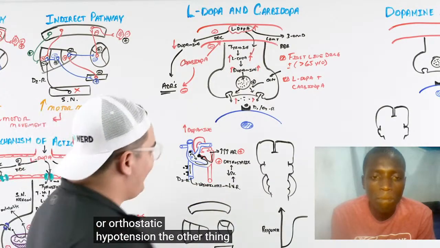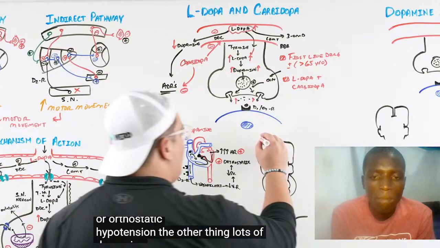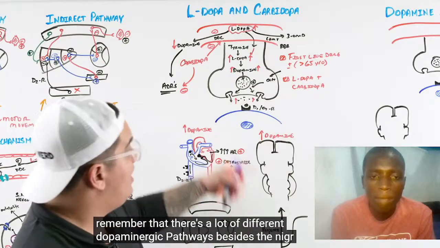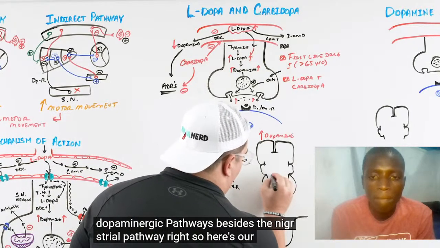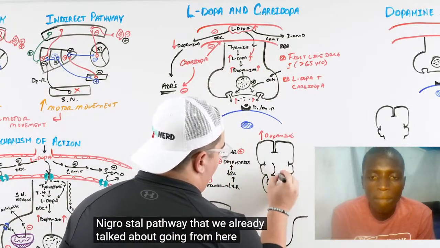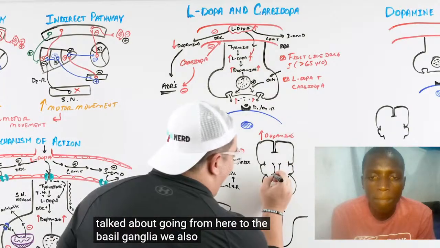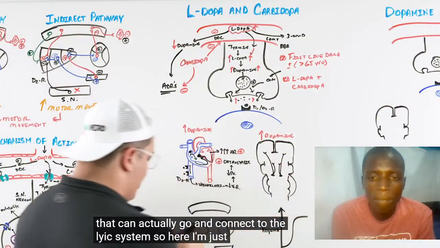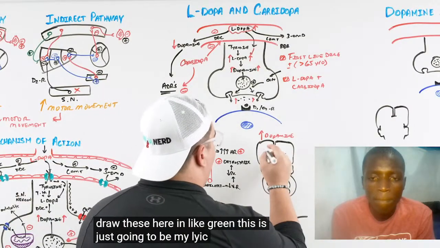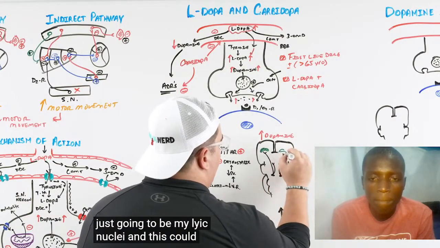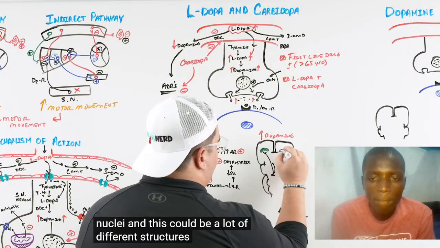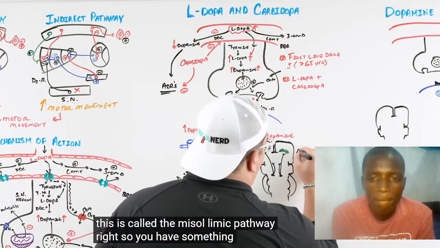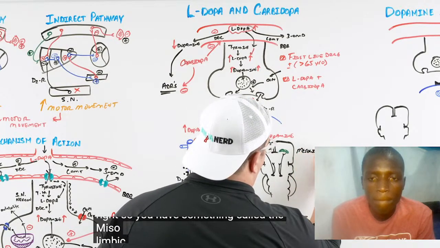The other thing, lots of dopamine is also interesting because when you have lots of dopamine, there's particular things that you want to remember, that there's a lot of different dopaminergic pathways besides the nigrostriatal pathway, right? So here's our nigrostriatal pathway that we already talked about going from here to the basal ganglia. We also have pathways that can actually go and connect to the limbic system. So here I'm just going to draw these here in green. This is just going to be my limbic nuclei. And this could be a lot of different structures, the amygdala, the hypothalamus, the mammillary bodies. There's so many different structures, but this is called the mesolimbic pathway, right?